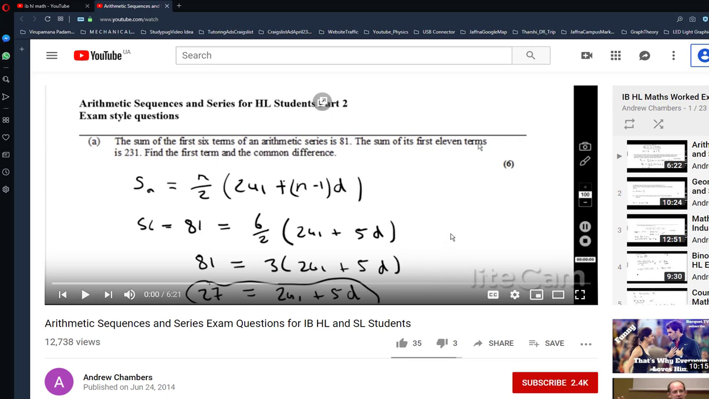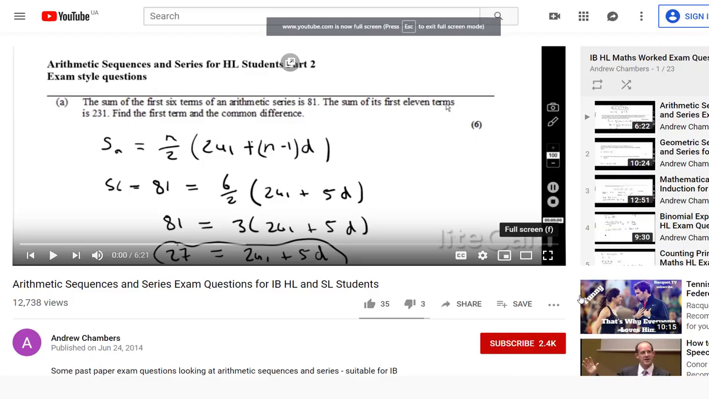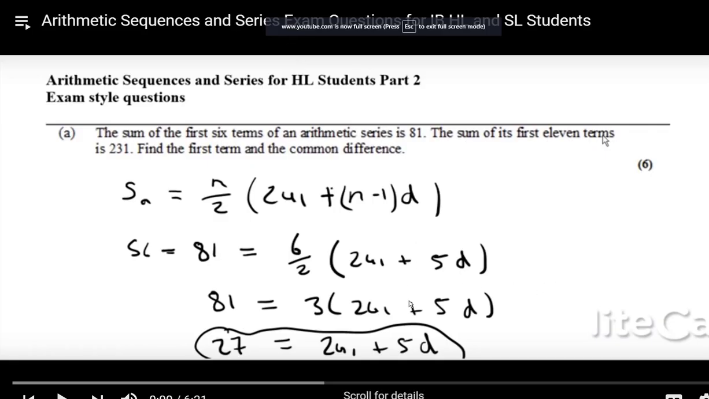Okay, here's the video I picked. So here's the problem. You see that this is an IB problem. The sum of the first 6 terms of an arithmetic series is 81, and the sum of the first 11 terms is 231. Find the first term and the common difference.